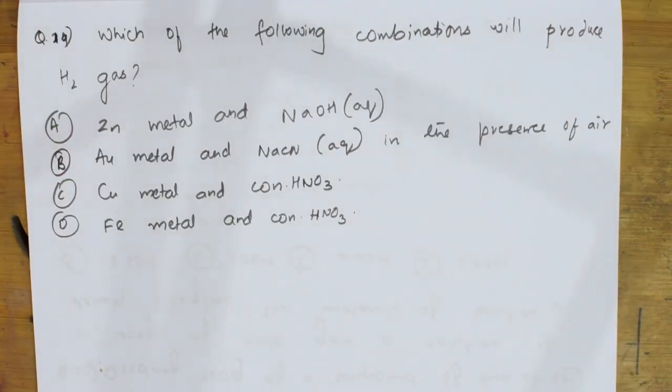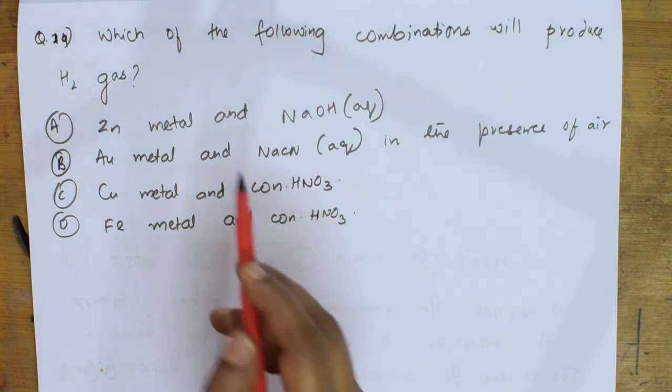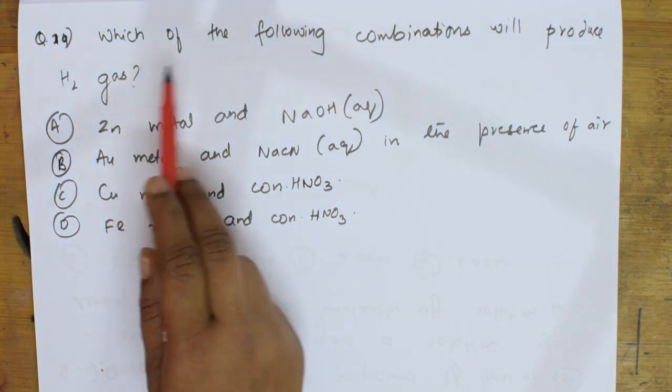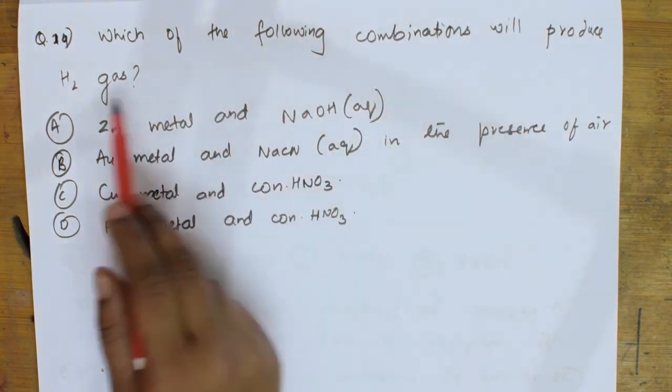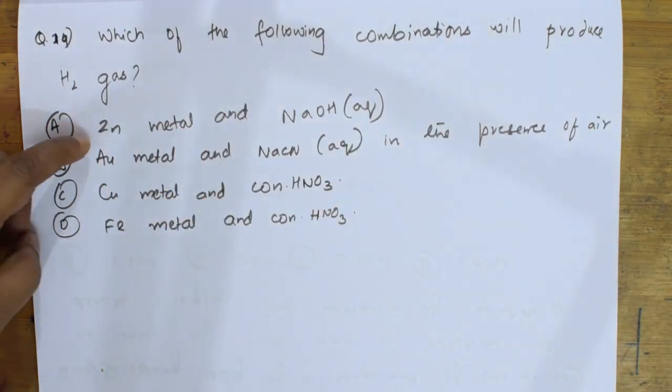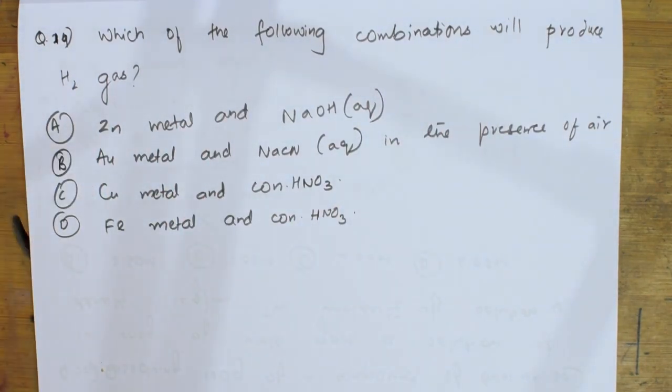So let's see the next question. What did they give us here? The last question we did was a numerical based on the solution chapter, the concept of mole fraction. Now here, they ask which of the following combinations will produce hydrogen gas. They have given different combinations of metals, and I have to see which one produces hydrogen gas.